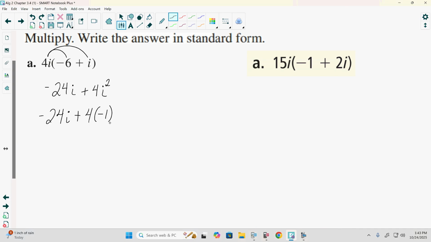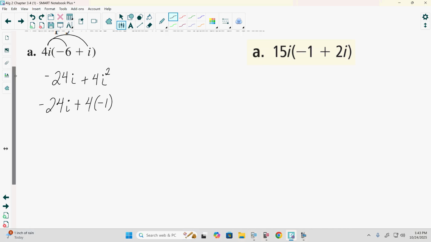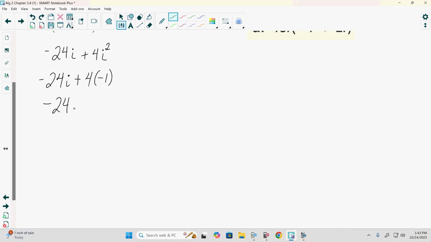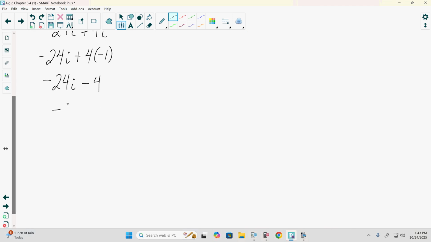And really, as you multiply or do any of these operations with i, every time we get an i squared, I would just rewrite it as negative 1. Now at this point here, we do need to simplify because we have 4 times negative 1, which is going to make it negative 4. So negative 24i minus 4. Now, most books will not let us keep it in this form because they do want us to write it in standard form. And standard form is a plus bi. We want our real number first, and then our bi, our imaginary number, second.